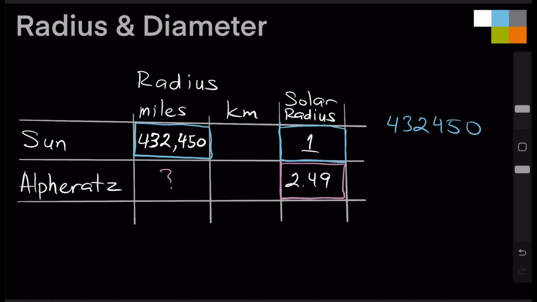and what do you think we're going to multiply it by in order to figure out the radius in miles for Alpheratz? Well, there's only one piece of information we have for Alpheratz, and that's its solar radius, 2.49 times bigger than our sun.